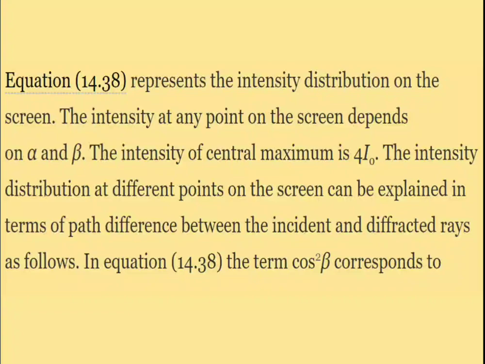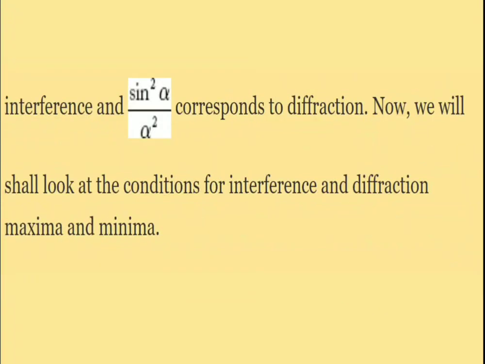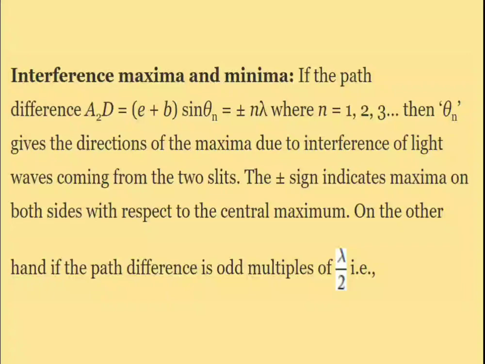In equation 14.38, the term cos square beta corresponds to interference and the term sin square alpha by alpha square corresponds to diffraction. Now we will discuss what are the conditions in the case of interference and diffraction maxima and minima. First, the interference maxima and minima.